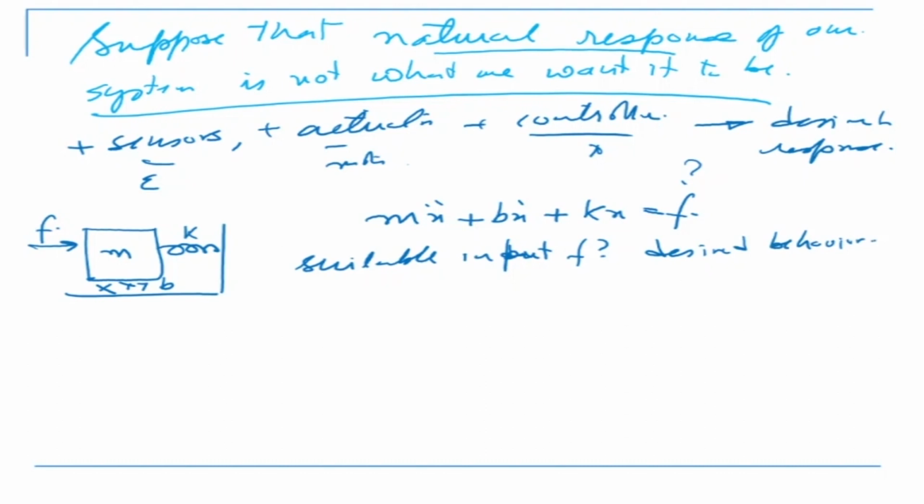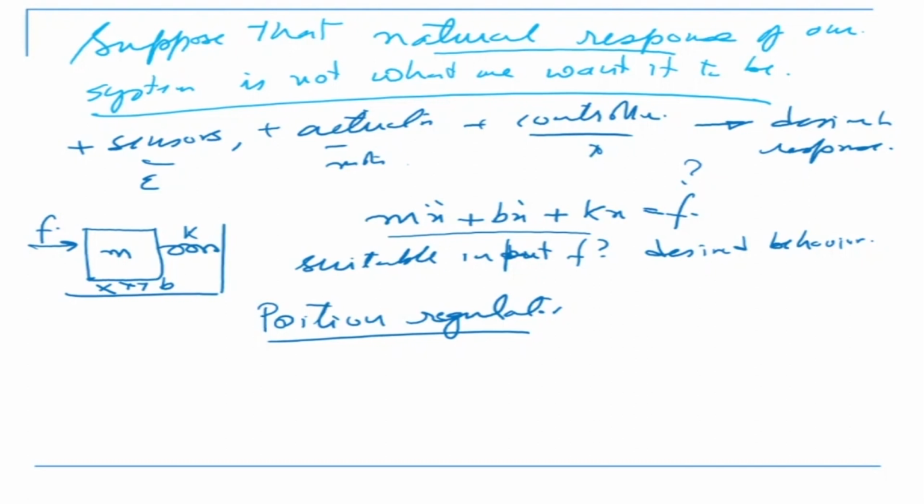So that is the question. Now we did not like the natural response of the system, so we are putting a forcing function F, and I have to decide how much F to give so that we get a desired behavior of the system. Now this is basically called a position regulator, a controller in which we are simply attempting to maintain the position of the block.